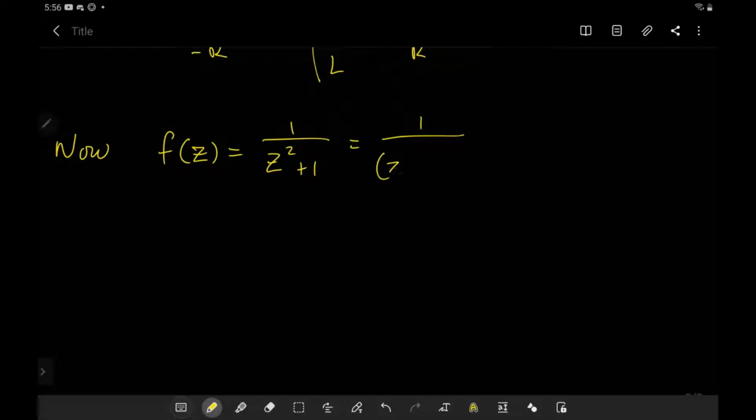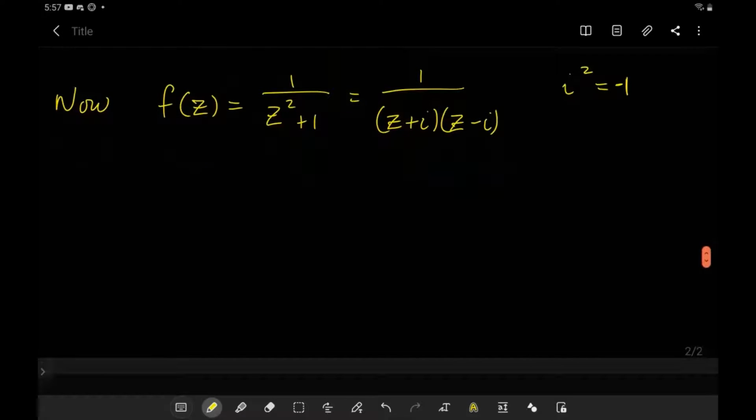Okay, so now f of z can be written as z squared plus 1, which can be factorized as such, where i squared is equal to negative 1. Sorry, we could write this as i is equal to the square root of negative 1, but a lot more people are comfortable with i squared equal negative 1, because the square root of negative numbers doesn't make any sense to us.